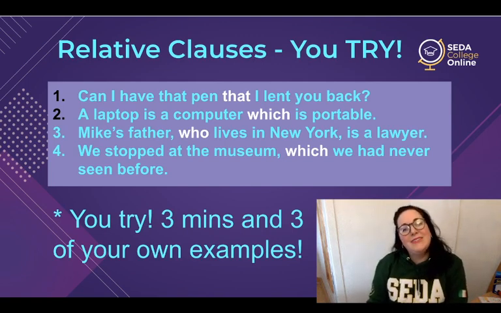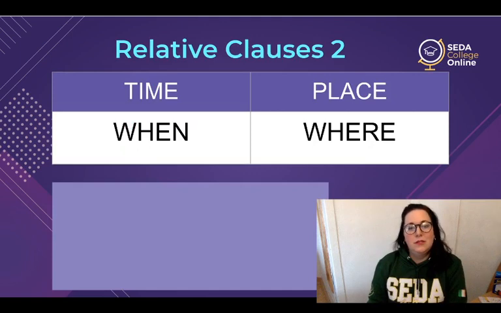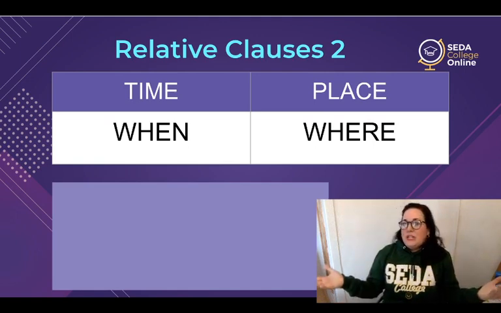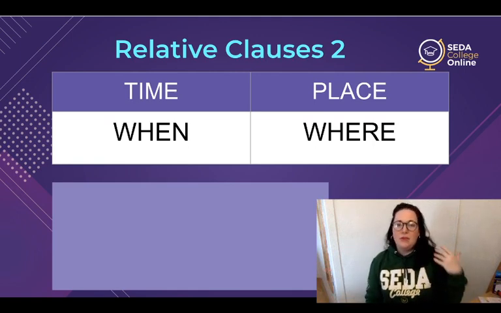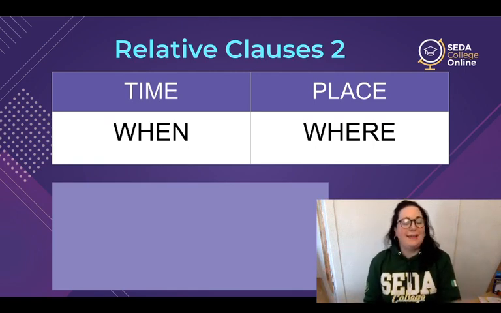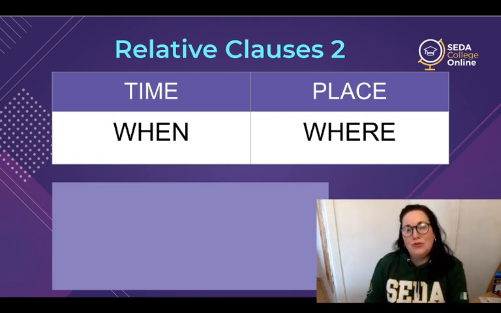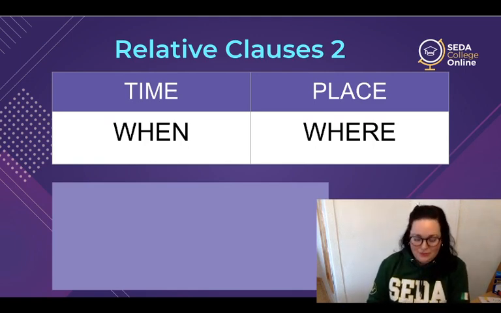If you're on the live, let's move on. So part 2 for relative clauses. What if you need to talk about the time or the place? That's how you're defining or giving more information? Well, when you talk about time, you use when to start the relative clause. And when you talk about place, you use where. Okay? So let's look at some examples.